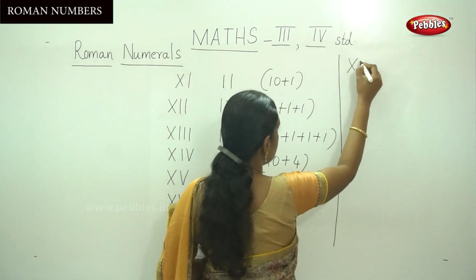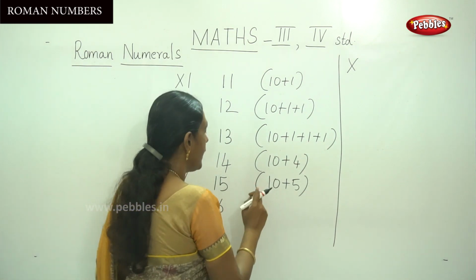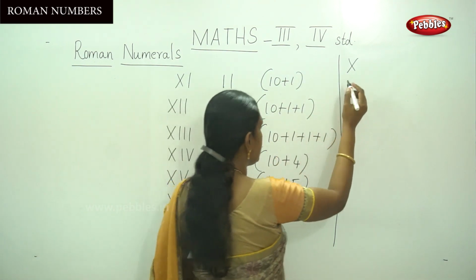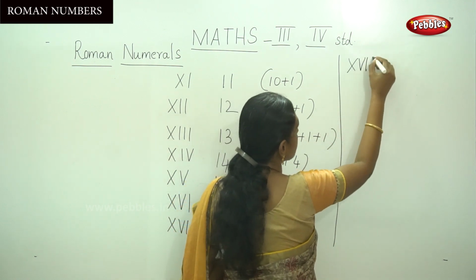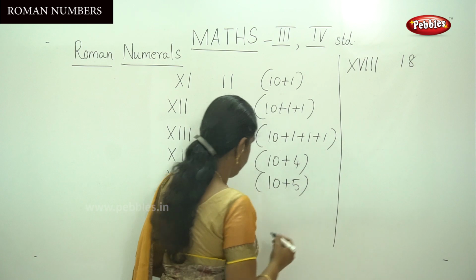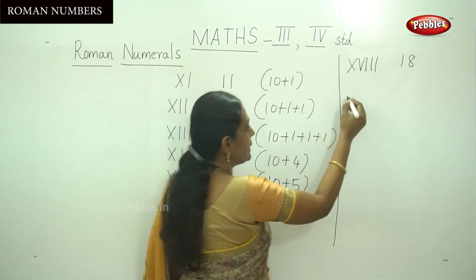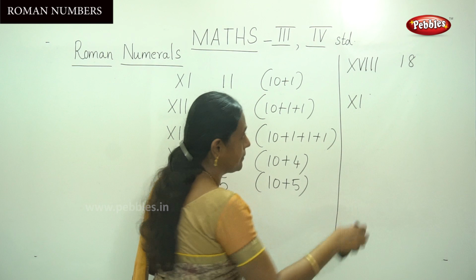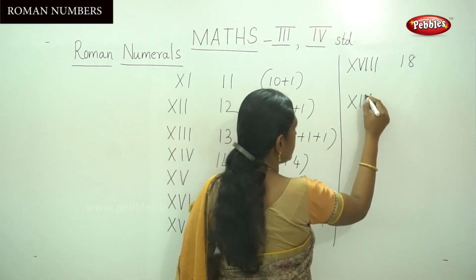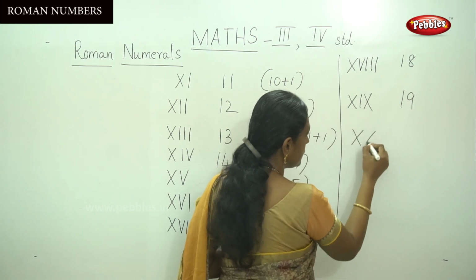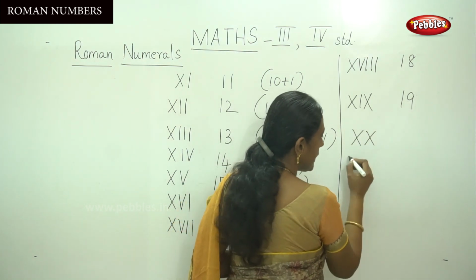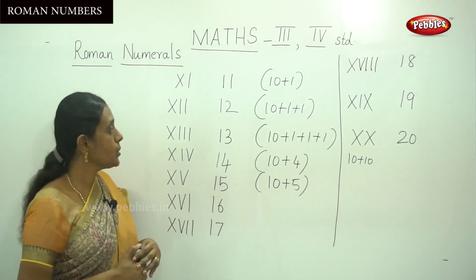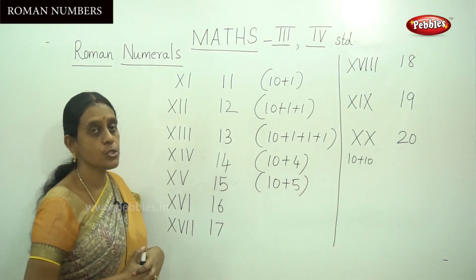For 17, 10 plus 7, so I write 7 here. And 18: for 8, that is 10 plus 8, this is 18. And for 19, 10 plus 9 is 19. And 20 is 10 plus 10, that is 20. So this is the method to write from 11 to 20.